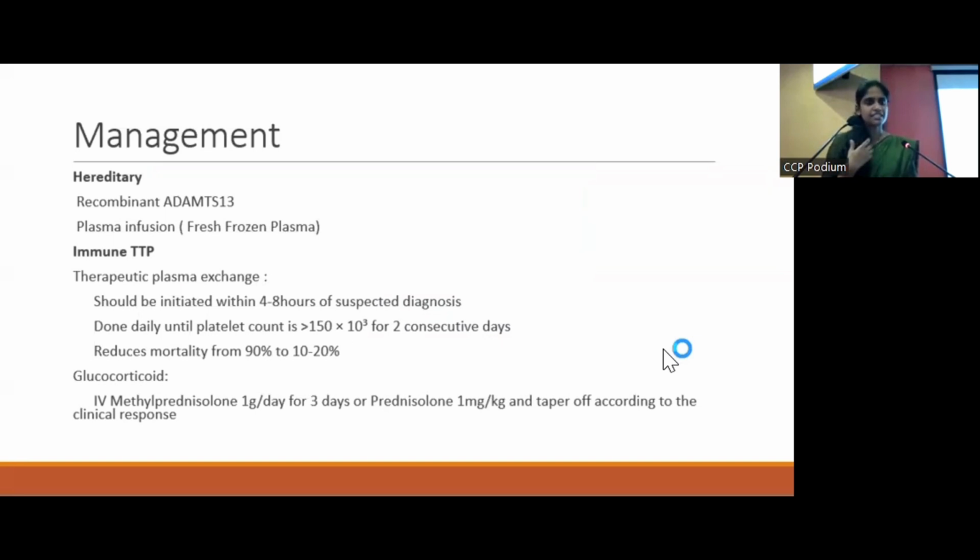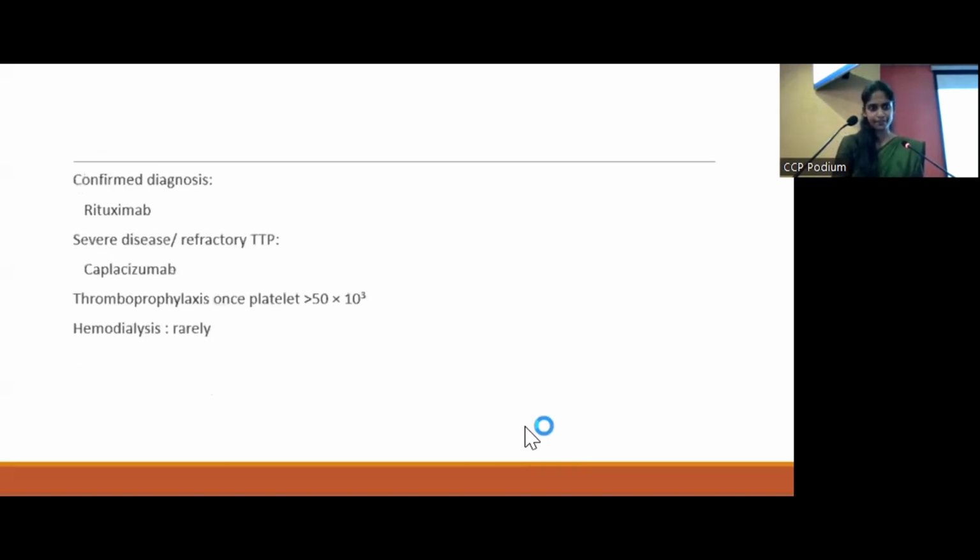And the PLEX is done daily until the platelet count is more than 150 for 2 consecutive days. It reduces the mortality from 90% to less than 20%. Glucocorticoids also should be started on suspicion of TTP. IV methylprednisolone 1 gram per day for 3 days if there is severe neurological involvement or if the cardiac troponin I is very high. For other patients, we can give prednisolone and taper off according to the clinical response.